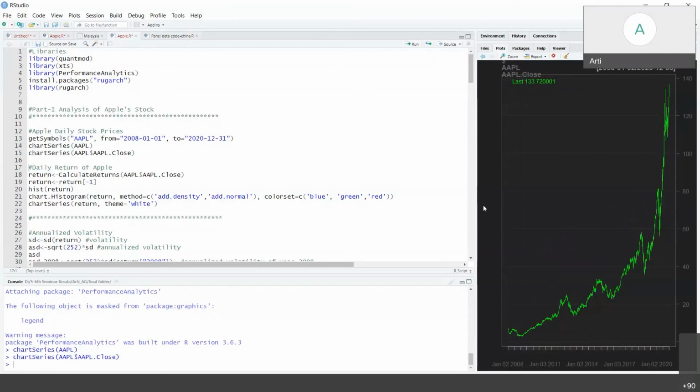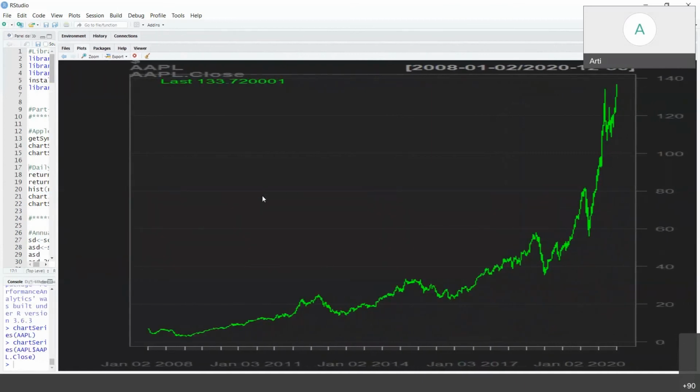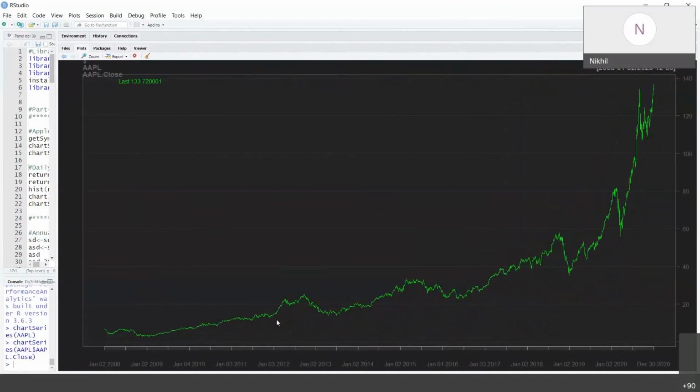Is it visible to all of you? You can see this Apple stock price, which I've taken from 2008 to 2020. Here you can see we have jumps, and on this side we have a lot of jumps. So what I am assuming is that there is volatility clustering at this point, somewhere in 2019, 20. Then there is some clustering around 2015, 16, and then 2012 and 13.